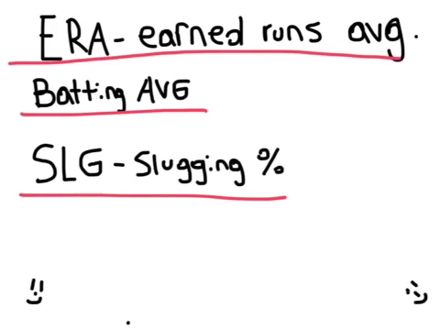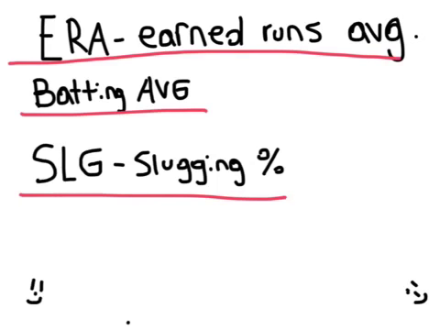The three types of equations that we're dealing with today are ERA, batting average, and then slugging percentage. ERA typically deals with pitchers, and it is the earned runs average. Batting average and slugging percentage both deal with the batter. Slugging percentage is a popular way to measure the power of a hitter.